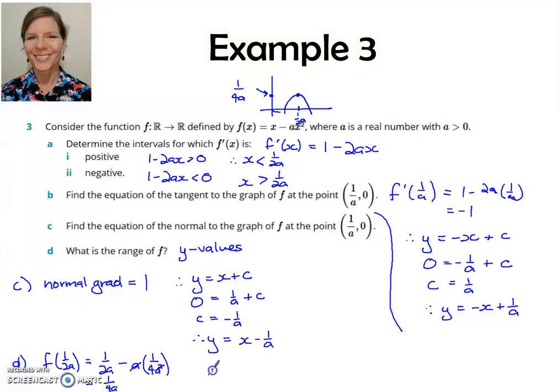So therefore, the range is going to be from minus infinity, because it extends infinitely down in the negative direction of the y-axis, up to 1 on 4a. And that's going to be a closed bracket, up to and including. So that one's, again, a little bit curly, but a good one to demonstrate understanding.